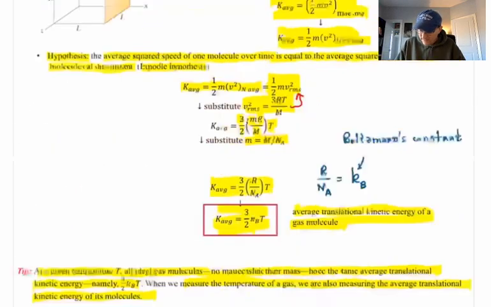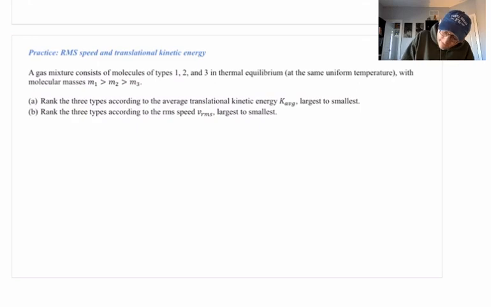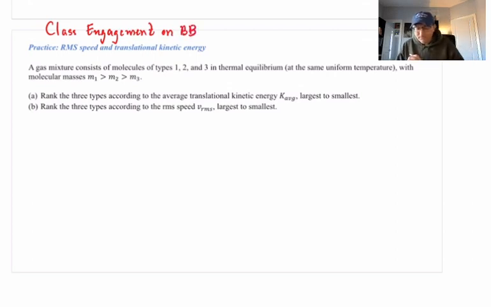Okay, last thing I want to leave you with then is a class engagement exercise. So class engagement on Blackboard with RMS speed and translational kinetic energy. That's what it's about. Here's the situation. We have a gas that is actually a mixture consisting of 3 types of molecules, type 1, type 2, and type 3. Okay? In thermal equilibrium at the same uniform temperature. They all are at the same temperature.